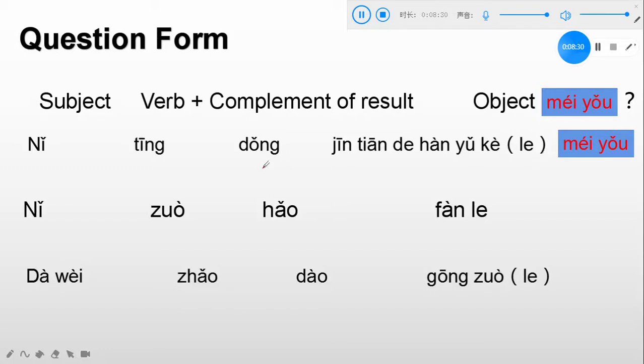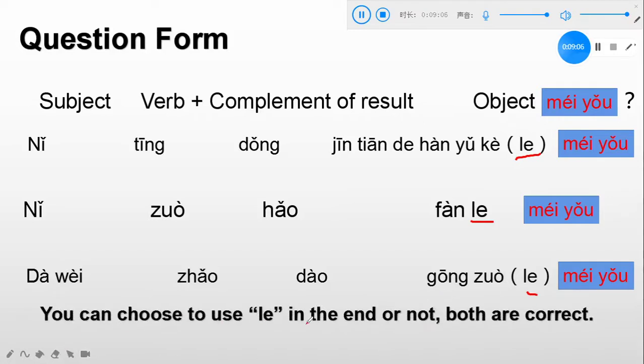Okay? Alright, example 2. 你做好饭了没有? So, see, nothing changed except we add two more words in the end. And then this is the complement of result from positive form into a question form. The last one. 大卫找到工作了没有? Question form. Okay. So still, tip on le. You can choose to use le in the end or not. Both are correct. Okay. I think I just made it clear for you.